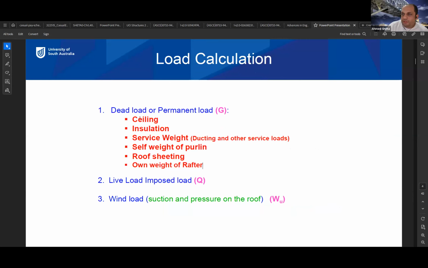Not all, but the standard cannot give all the material. For the ceiling you get it from there. For installation you can get it from there. Surface weight is a fixed number, which is 0.1 kilogram per meter. Self weight of the purlin is from the capacity table. Roof sheeting is from the brochure of the manufacturer. Weight of the rafter is also from the capacity tables.